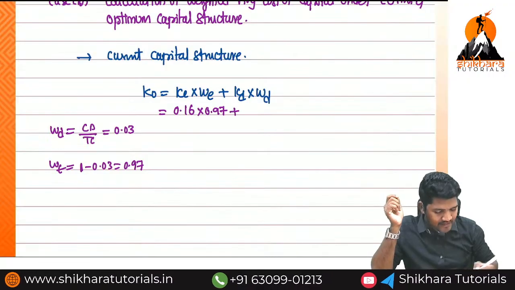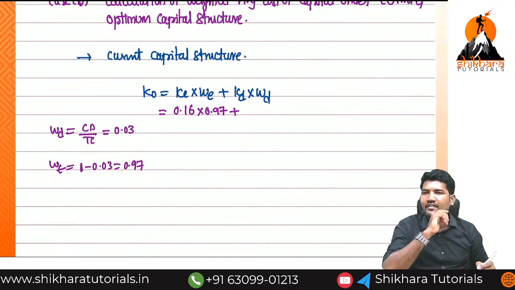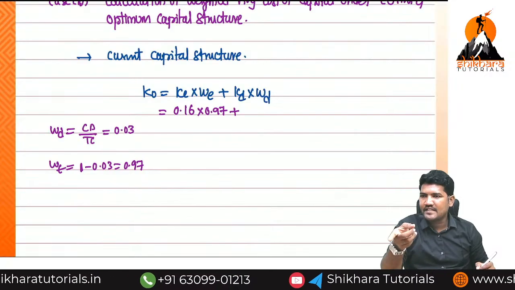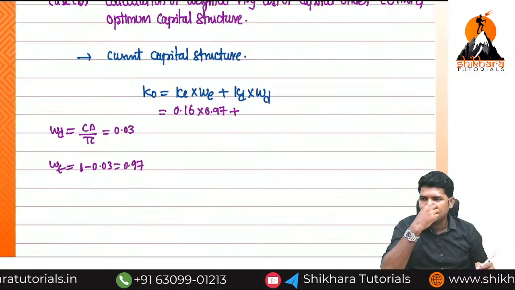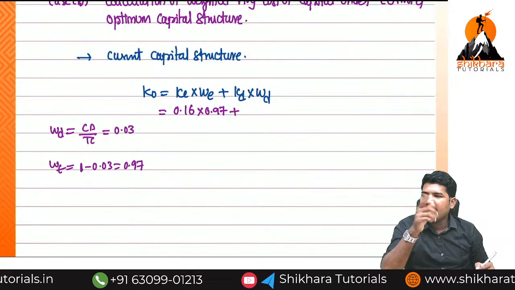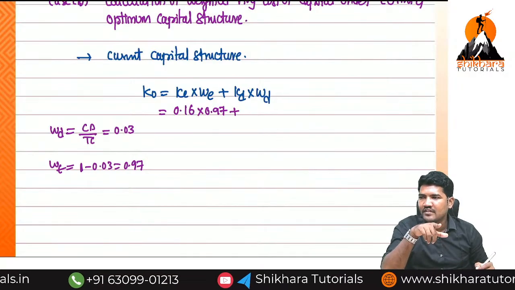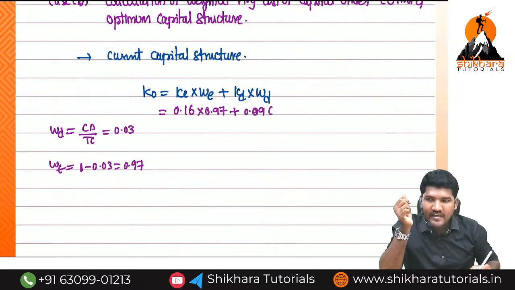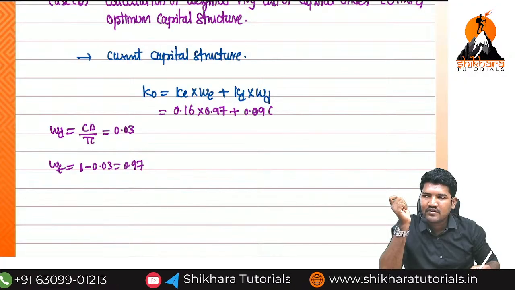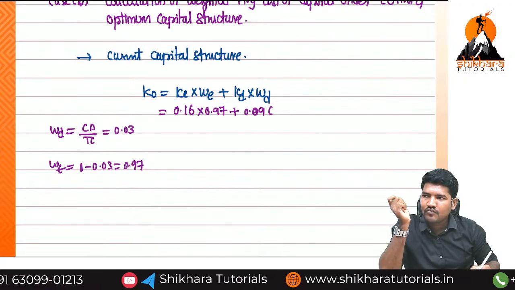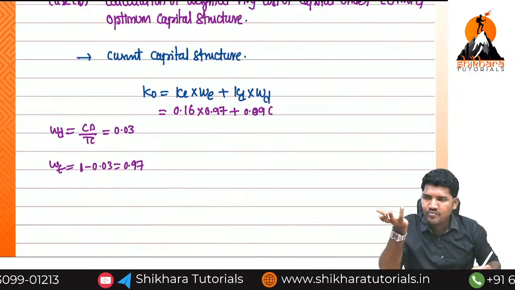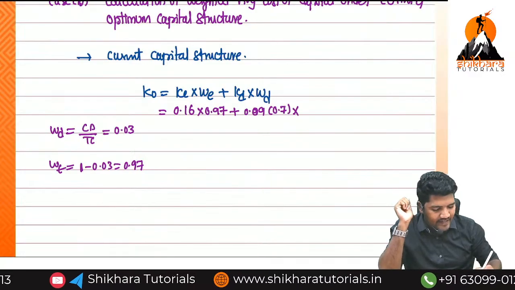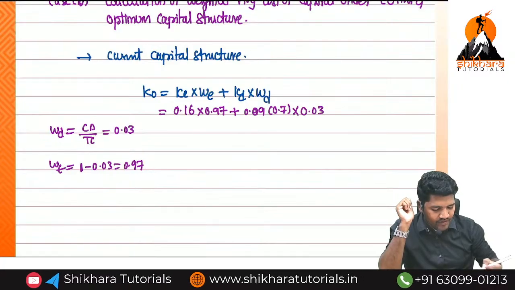Guys, clear? Now the weight of equity is 0.97, plus cost of debt given in the question paper. The pre-tax rate is given. How much? 9%. Can I take that 9% or 1 minus tax? So 0.09 into 0.7, that is 1 minus tax, into weight of debt. I already calculated, they gave 0.03. Now please tell me the answer.